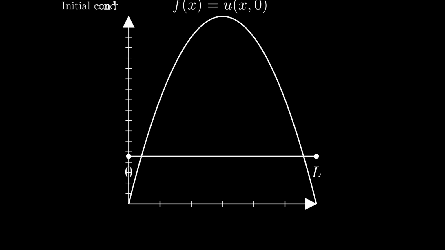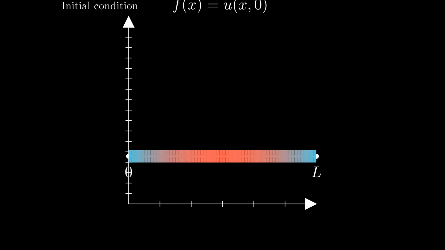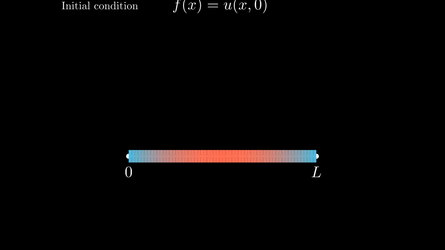The initial temperature profile is a simple parabola, f of x equals x times (L minus x). So if we project this onto the colored rod, we see that the blue regions are colder and the red regions are hotter, giving an immediate sense of how the temperature is distributed along the rod.